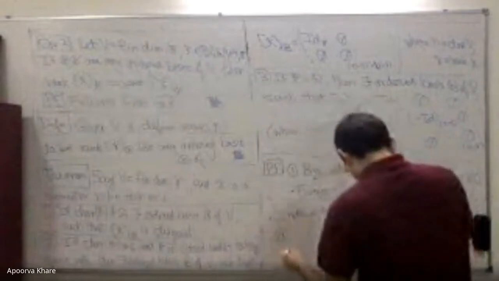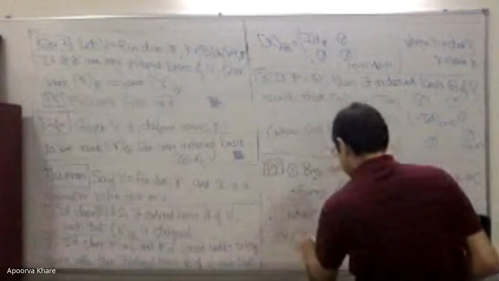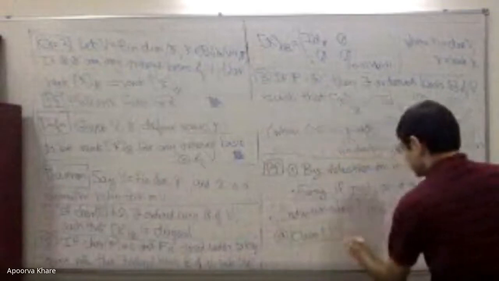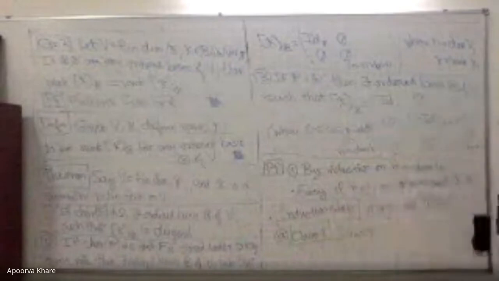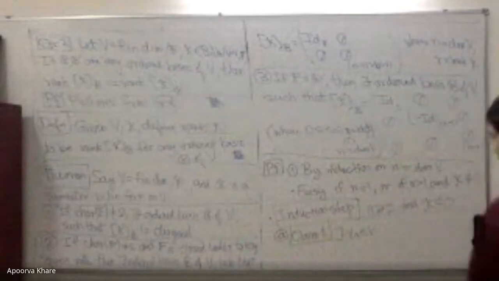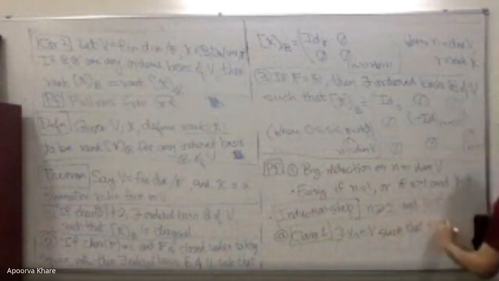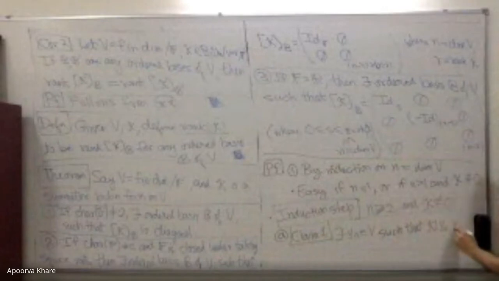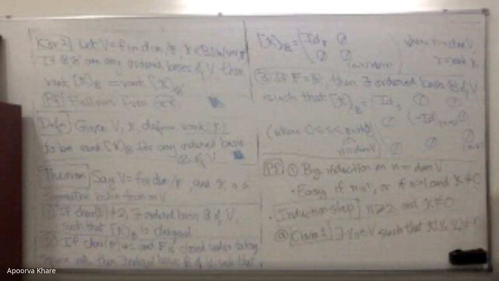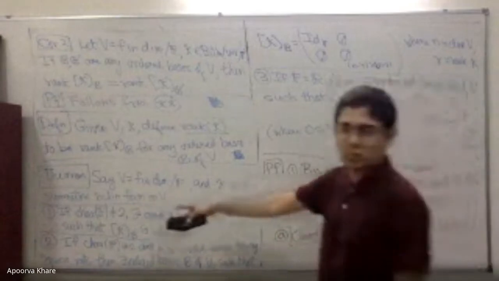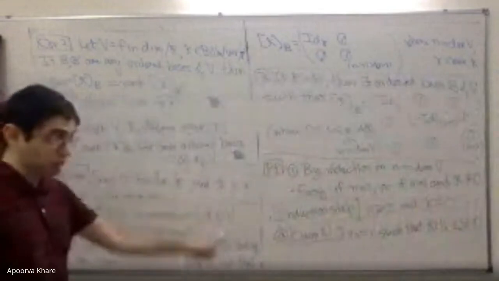Claim 1: there exists V0 in V such that kappa of V0 comma V0 is non-zero. The proof is, I think, by contradiction. It's something called the polarization identity. So the whole point is that the characteristic is not 2. So I'm going to use it very crucially to prove this.